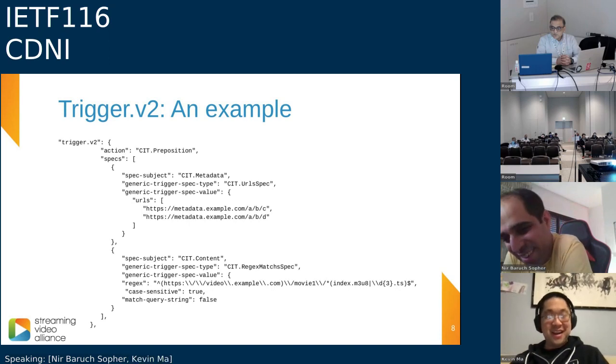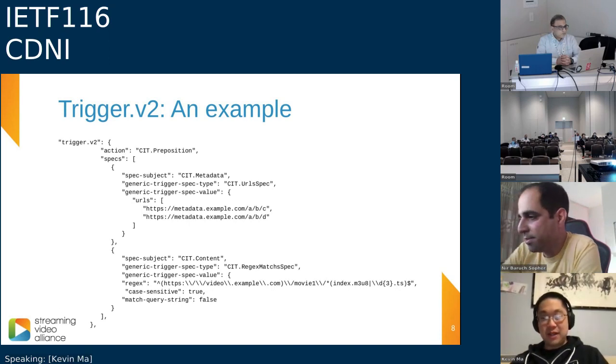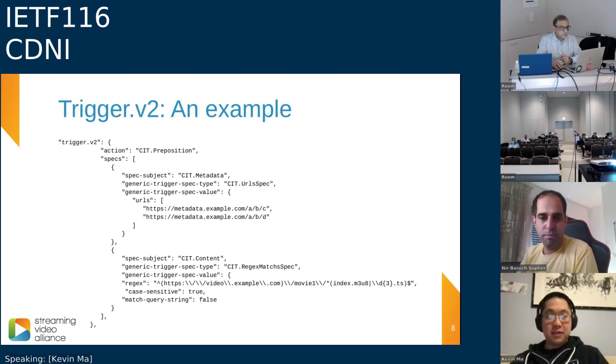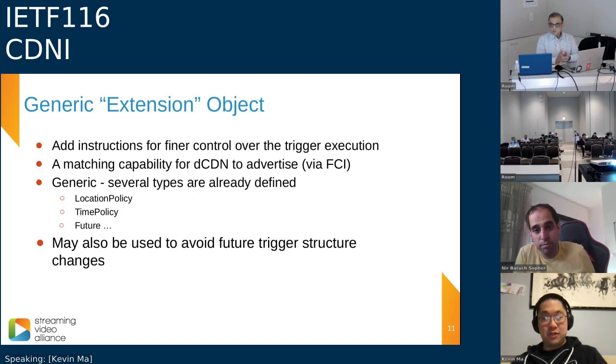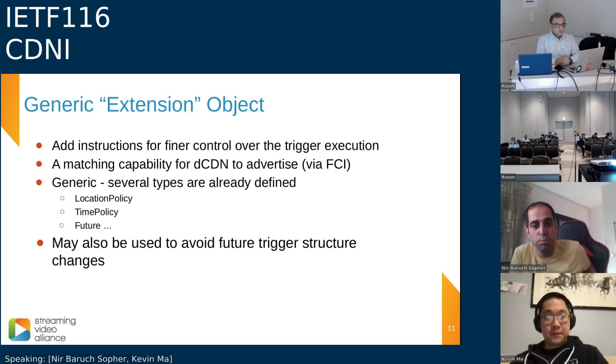Okay. The other question I had was on slide 11. With respect to the generic extension objects, for metadata we have an FCI object, which is for advertising what metadata extensions we support. Do we need a similar thing for what trigger extensions we support? Is that something that needs to be advertised? Yeah, actually, this is the second bullet. We actually do both for extensions and for specs. So we can add specs as we go.